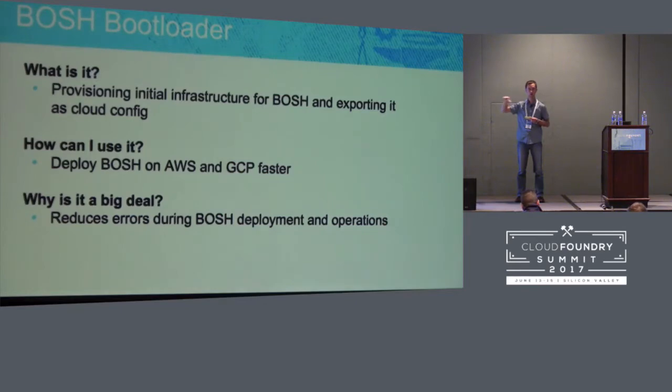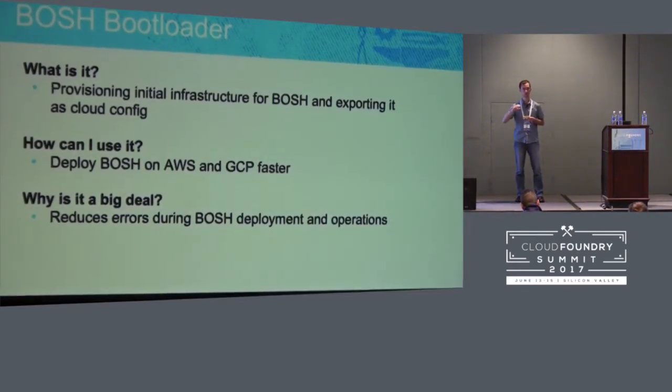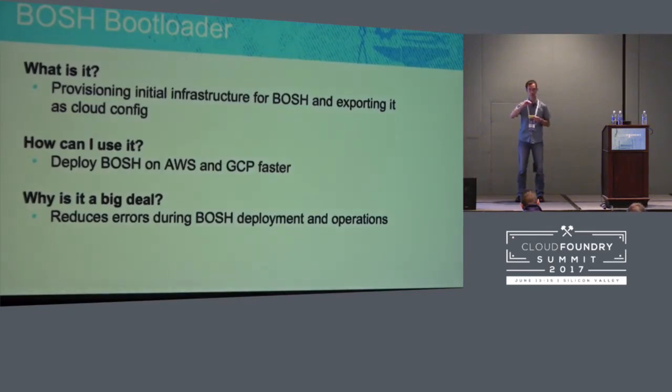Before BOSH Bootloader, we got outputs from this Terraform script that contained network IDs, subnet names, and so on. And we needed to put this information inside of our BOSH manifest, and then BOSH understands where it is deployed, and it is ready to deploy other software. BOSH Bootloader automates the workflow. You create infrastructure with the Terraform script, and then it automatically inserts the information about your particular cloud into the cloud config. And you will get BOSH already ready to deploy your software.